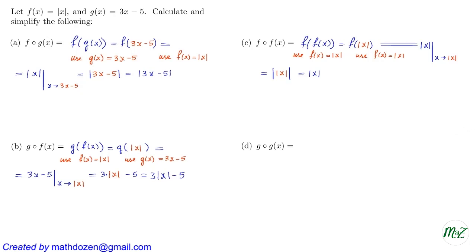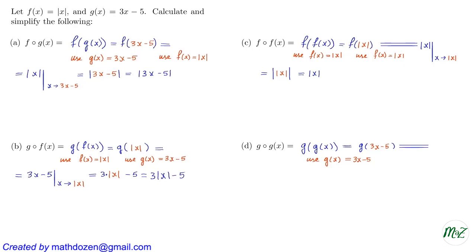Anyways, so for the function g, this is g applied to g of x, and g of x by itself is 3x minus 5. So we're going to take away the innermost function and replace it with 3x minus 5. So looking at g of 3x minus 5.